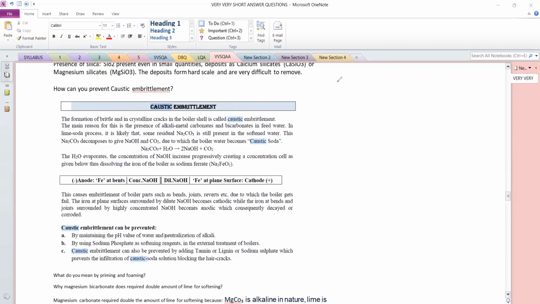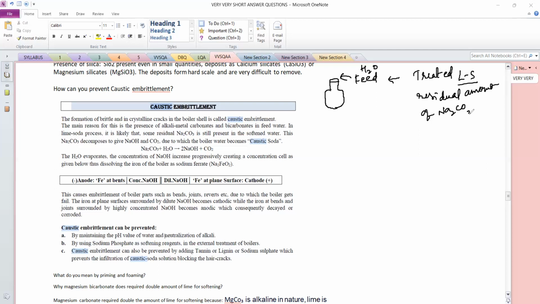See here, this is a boiler, right? In steam production, water is fed to the boiler. Before feeding it to the boiler, the water is treated by means of the lime soda process. When the water is treated by the lime soda process, a residual amount of sodium carbonate will be left over in it, and it will be fed along with it.